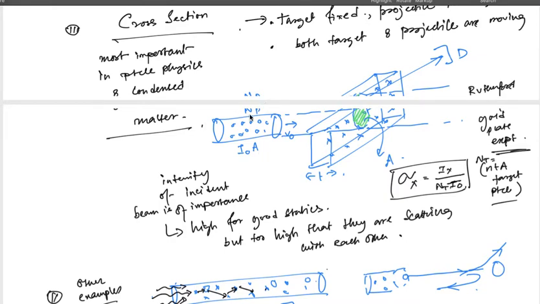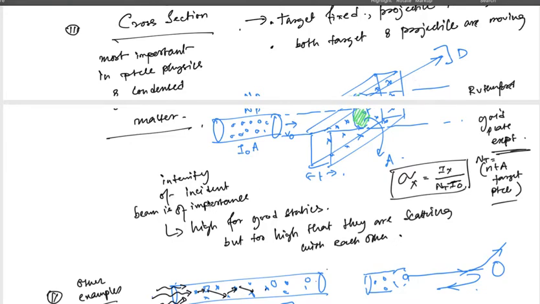Now the beam has a density n_p, and I0 is basically the intensity, and A is the area of the solid on which it is going to hit. The beam is going to hit a certain cross-section area of the solid. So that is A, and T is the thickness of the solid, and D is your detector to detect the scattering.